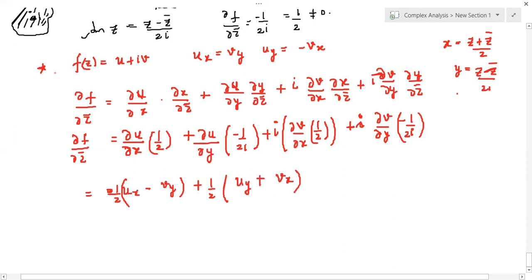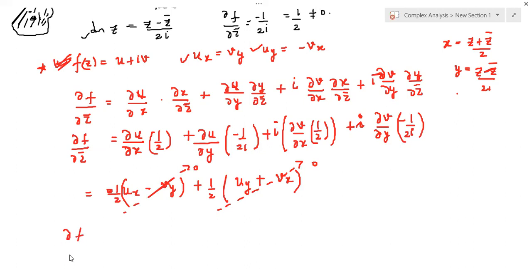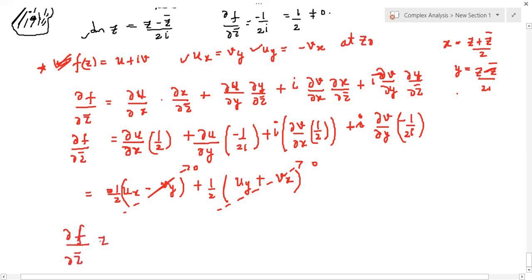Now, if f is differentiable at a point, then these Cauchy Riemann conditions must hold, and therefore this would be 0, and this would also be 0. So it implies that del f upon del z bar precisely at that particular point would be 0. Obviously we are talking of differentiability at a point, let's say at z0. So del f upon del z bar is 0 at that point.